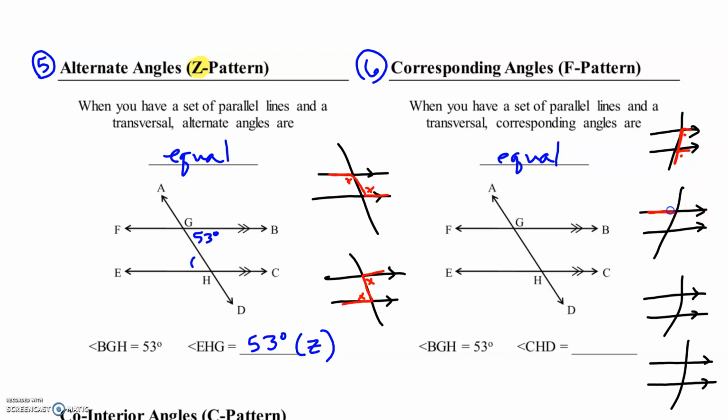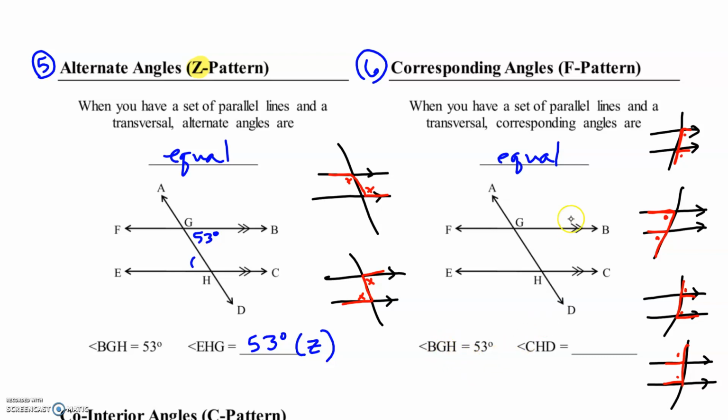So I could have an F that also goes backwards. And so then this angle and this angle are equal. Then I could have an F that's upside down. So this angle and this angle are equal. And I could have an F that's upside down and backwards. This angle and this angle are equal. So there's 4 possibilities. All right, let's look at what the question's asking us.